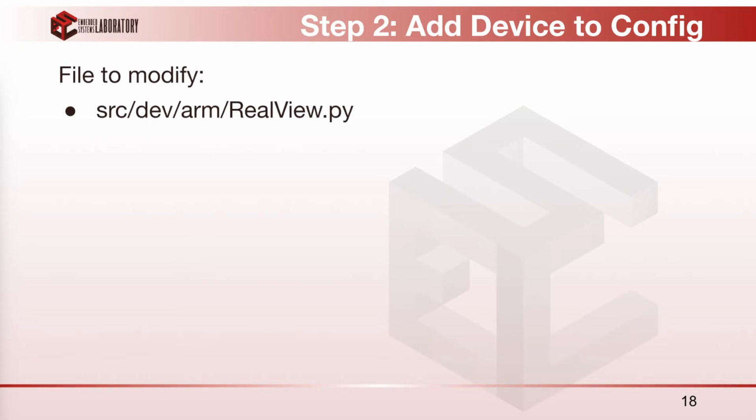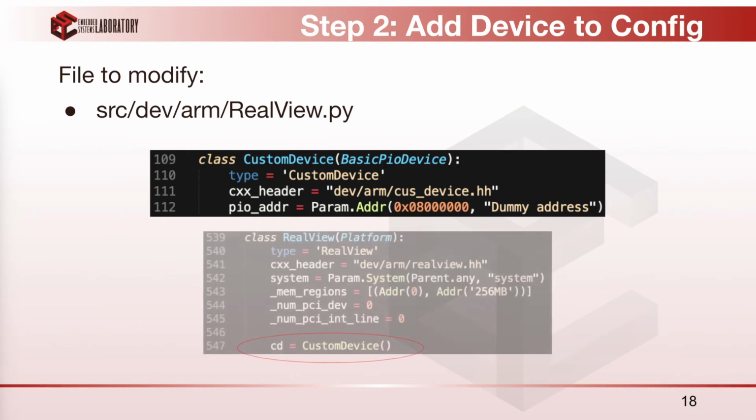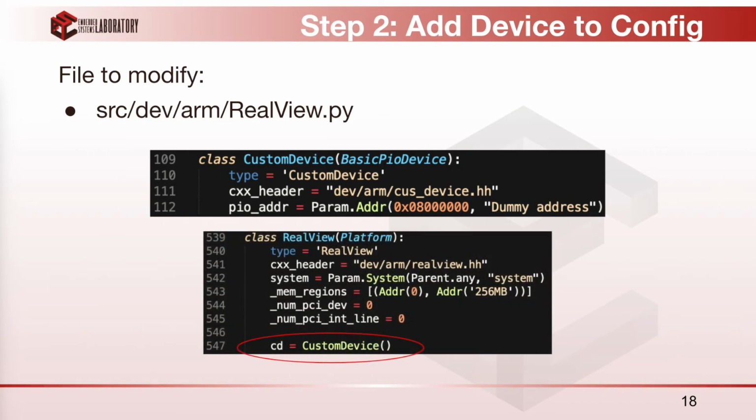Next, we need to add our device to the system config. Since we are using ARM and gem5-X, this means adding our device to the RealView platform. Note that in GXR5, you would be using RISC-V and the simple board platform for this, but the process is pretty similar. It is in this Python file that we both define the existence of the custom device class, as shown here, as well as add it to the RealView platform itself.